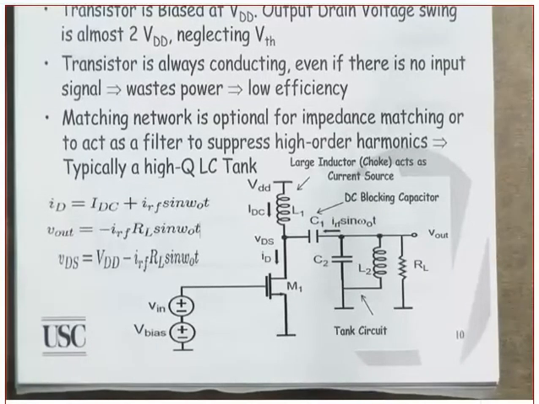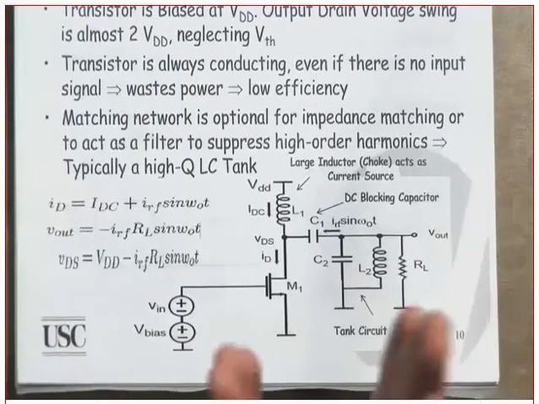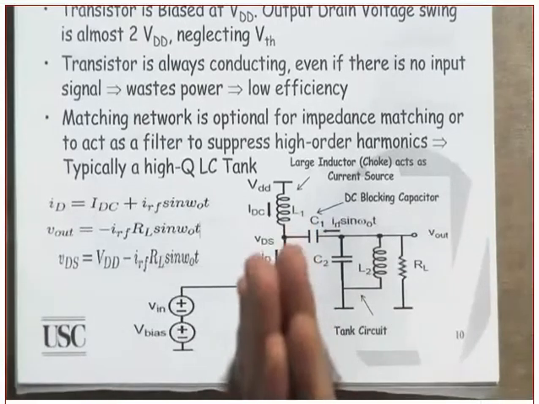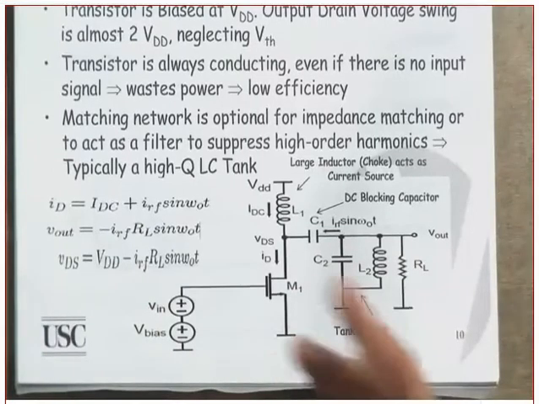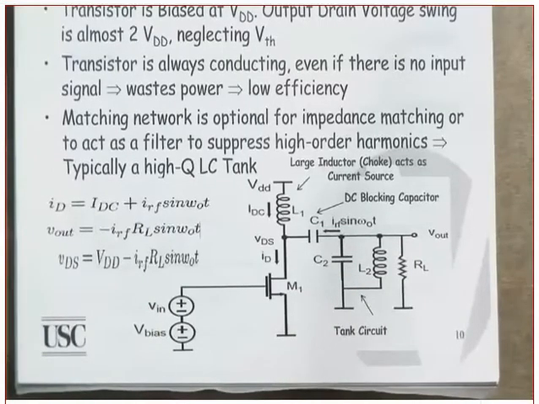Are you following? If we can make the voltage and the current non-overlapping, non-overlapping meaning when the voltage is not zero, I want the current to be zero, and vice versa, we are going to end up with a transistor with a power dissipation equal to zero, which means the efficiency will go very close to 100%.